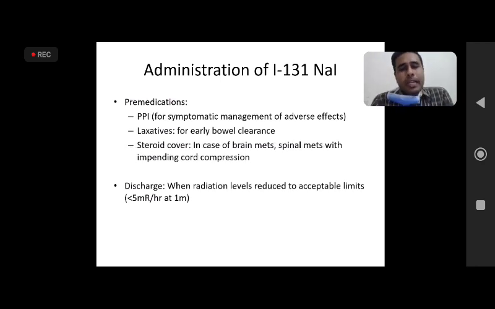What are the pre-medications? Before giving radioactive iodine, we give proton pump inhibitors, and also advise laxatives. Those patients who have brain mets, or spinal mets with impending cord compression, we start a steroid cover. After administering radioactive iodine, the patient will be kept in the isolation ward till the radiation level comes below the acceptable limit. That is, if the patient's radiation level comes below 5 mR per hour at a distance of 1 meter, at that time we will discharge the patient.